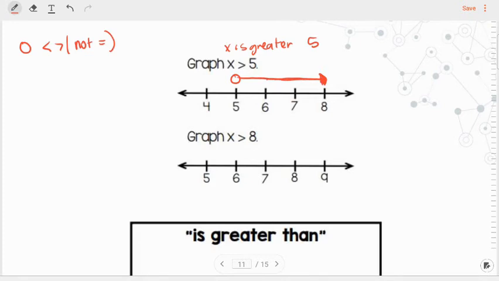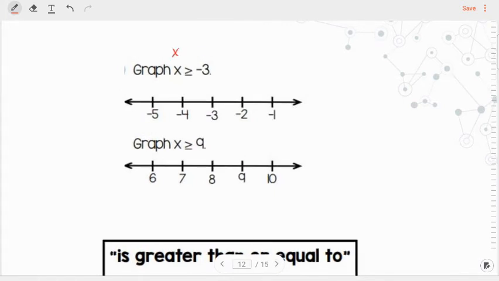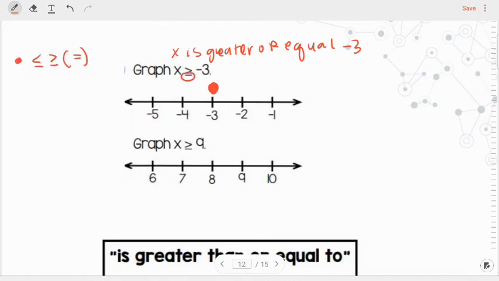Okay, take a second, pause the video. What's the second one going to be? Okay, open circle at 8, greater than, going to the right. On this next one, we have x is greater than or equal to -3. Well, -3 is equal to -3, so notice at -3 I'm putting a solid dot. Remember, solid dots are for less than or equal to or greater than or equal to. It's when they have that or-equal symbol underneath the inequality sign.